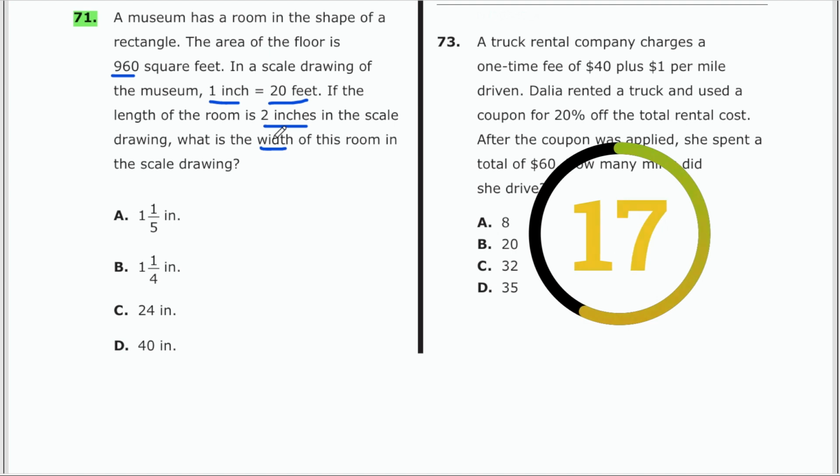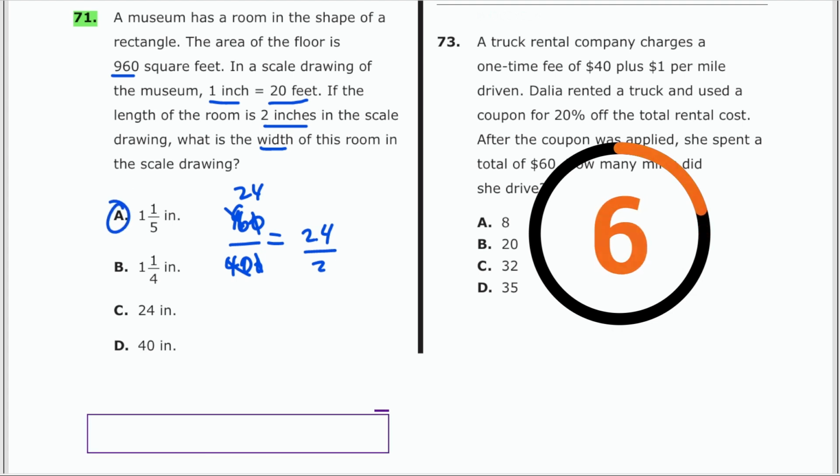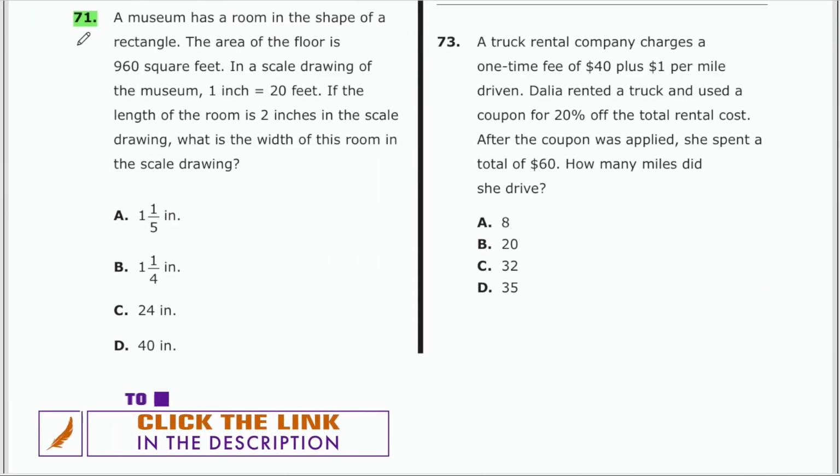What's the width? So it's 960 divided by 400. Cancel this out. We get 24 over 10, which is 2.4. Divide this by 2 is 1.2. And the answer is A. How was I able to do this problem so fast?